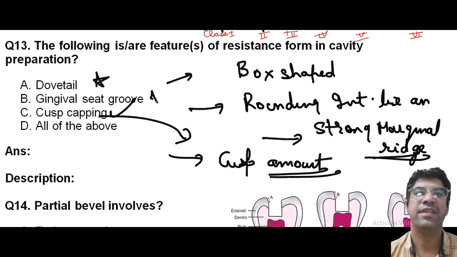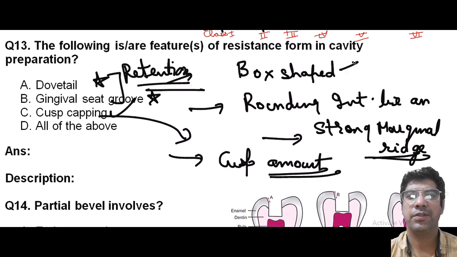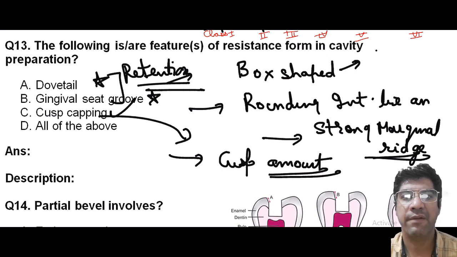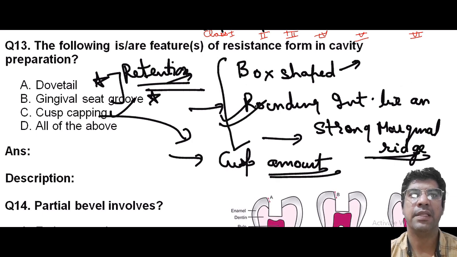Dovetail and gingival seat floor are features of retention form. Apart from that, the pulpal and gingival walls should be horizontal and prepared perpendicular to the long axis. The weakened tooth structure should be removed. So these are the features of the resistance form in the cavity preparation.